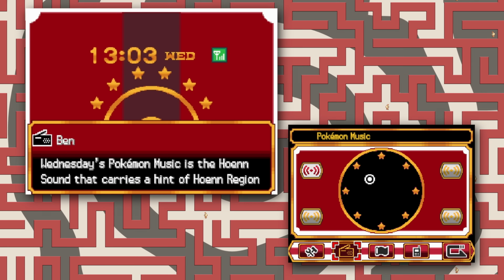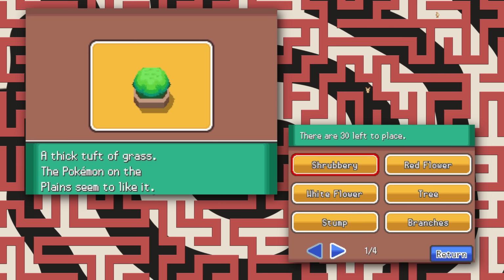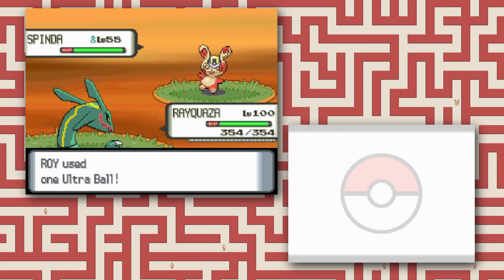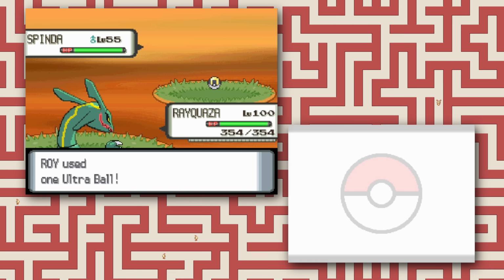Alternatively, you can simply find one in the Safari Zone by placing 14 Plains objects. Long story short, this is the easiest way to catch Spinda in Gen 4 in my opinion, but you'll have to go out of your way no matter which method you choose. Overall, the Pokédex has a simple approach to Spinda in Gen 4.